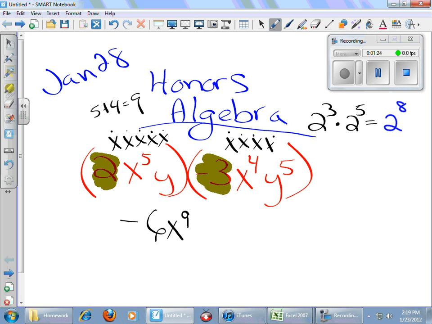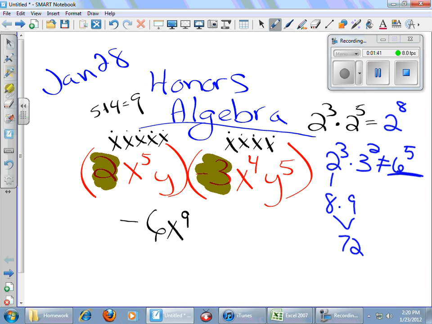Okay, but 2 to the 3rd times 3 to the 2nd does not equal 6 to the 5th. It does not equal that. 2 to the 3rd would be 8, 3 to the 2nd would be 9. That's 72. 6 to the 5th is way bigger than 72. Okay, so let's get back here, and we did our x's.